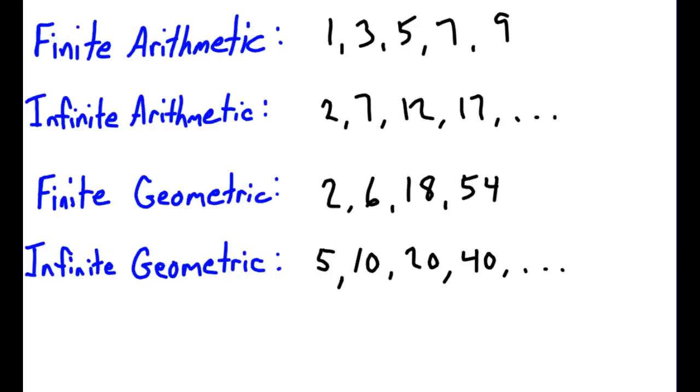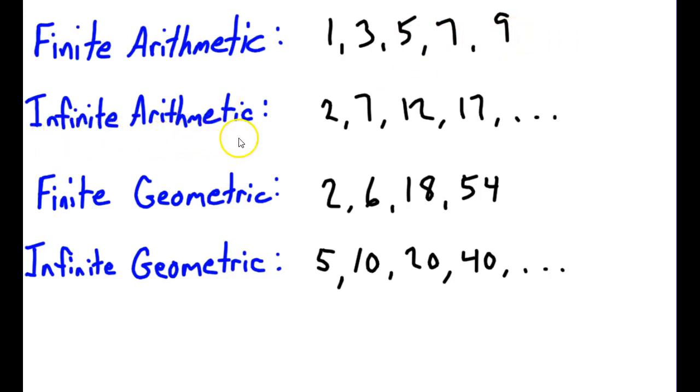Before we discuss what a series is, we first need to know what a sequence is, and there are 4 different sequences. First, we have a finite arithmetic sequence, which means we have a list of numbers, and each time the list is going to increase by the same value. So if I start with 1, I'm going to add 2 to get 3, add 2 to get 5, add 2 to get 7, and then add 2 to get 9. This is finite because we have a set number of terms. This pattern does not continue on. Once we get to 9, it's done.